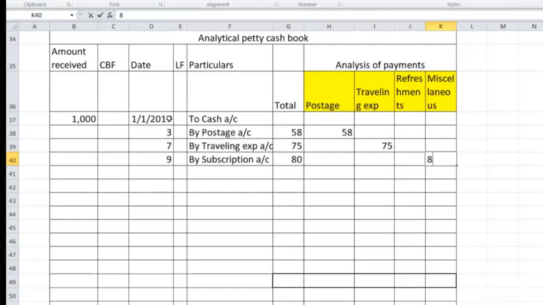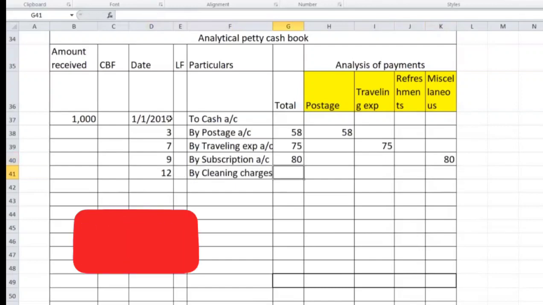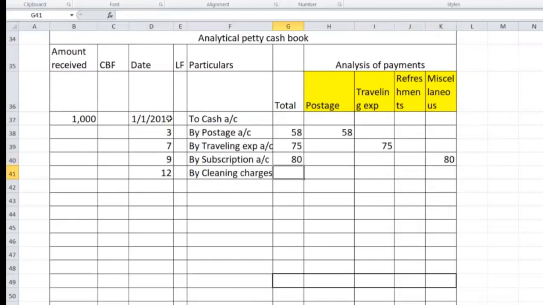After the 9th, it is on the 12th. Paid for cleaning charges. By cleaning charges. What is the amount? Total paid was 98. We don't have it separately, so I'm writing in the miscellaneous 98. Next transaction after the 12th is on the 15th. Messaging charges. Shall I call it postage? By postage. What is the amount? 30. So write down in the postage also 30.